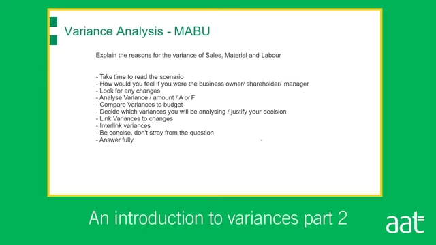Compare the variances to the budget. It always helps to see what the increase was in percentage. Decide which variances you will be analyzing. Justify your decision by saying that these variances are significant and they have an effect on profit. And in your answers, link your variances to the changes, and if you can, interlink those variances as well. Be short, be concise, don't stray from the question, and make sure you answer fully.